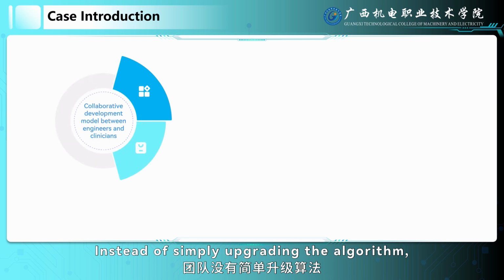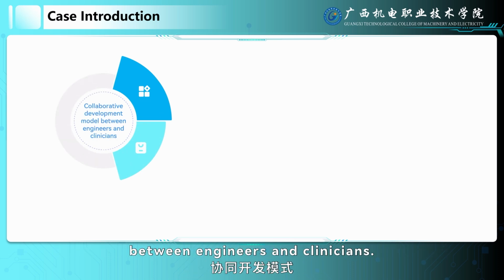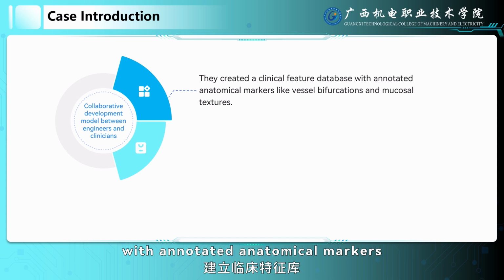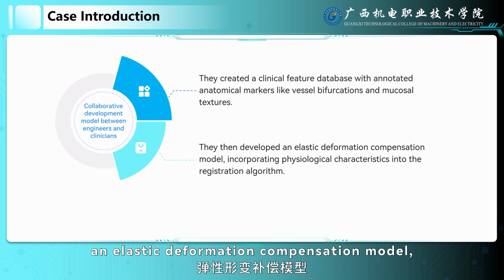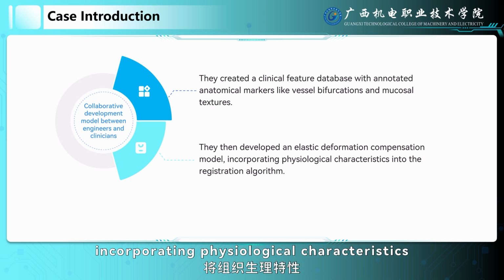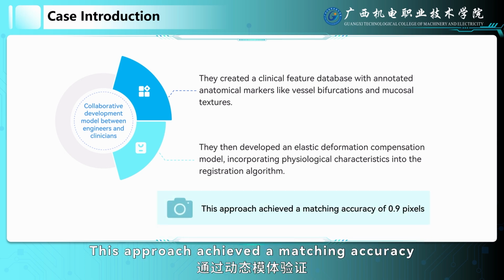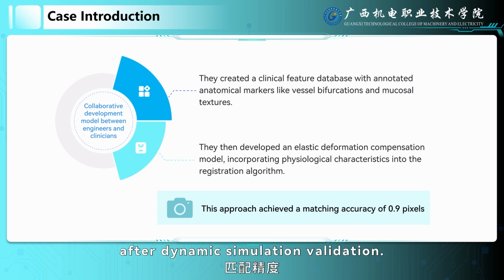Instead of simply upgrading the algorithm, the team adopted a collaborative development model between engineers and clinicians. They created a clinical feature database with annotated anatomical markers like vessel bifurcations and mucosal textures. They then developed an elastic deformation compensation model, incorporating physiological characteristics into the registration algorithm. This approach achieved a matching accuracy of 0.9 pixels after dynamic simulation validation.